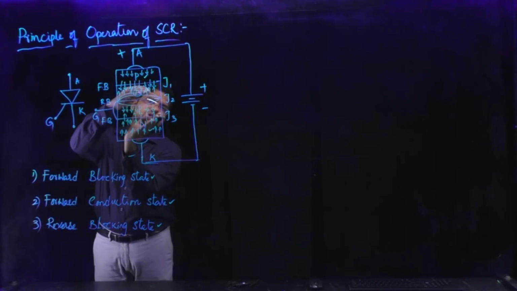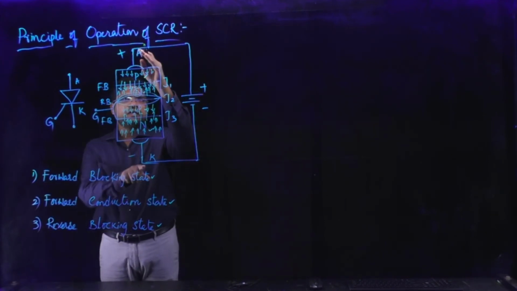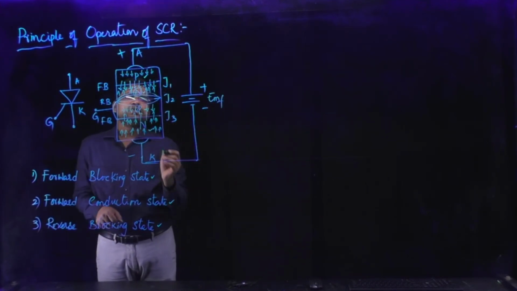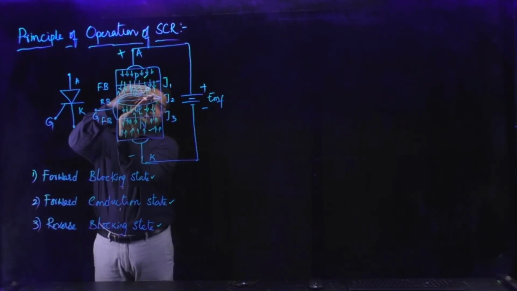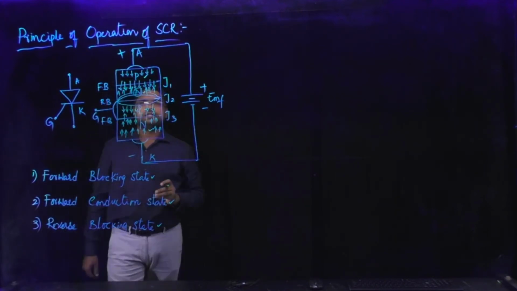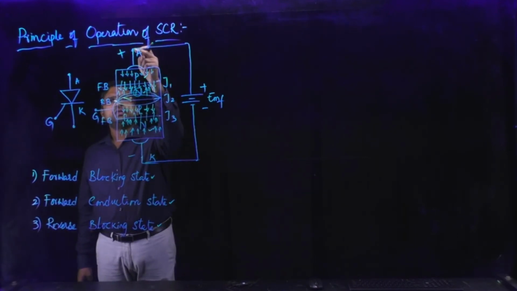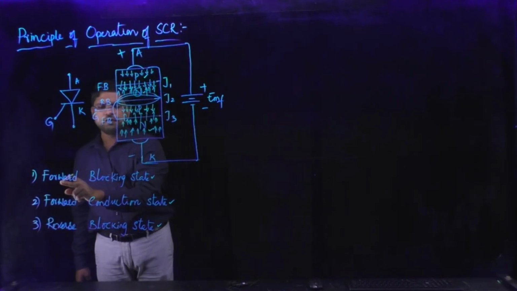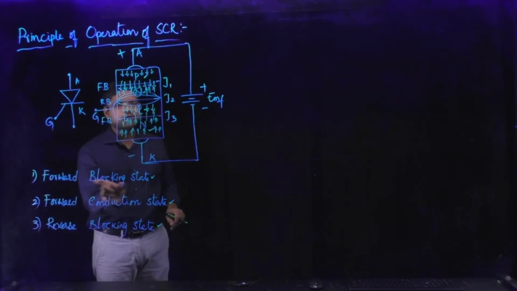The width of the depletion layer is increasing. Suppose I increase the electromotive force across this anode and cathode, that is the EMF. Then this depletion layer will increase further. When the depletion layer is increased further, a reverse bias is formed. Because of this, there is no current flowing through this SCR from anode to cathode, because of the reverse bias occurring during forward bias of this SCR. That is why this state is called the forward blocking state.